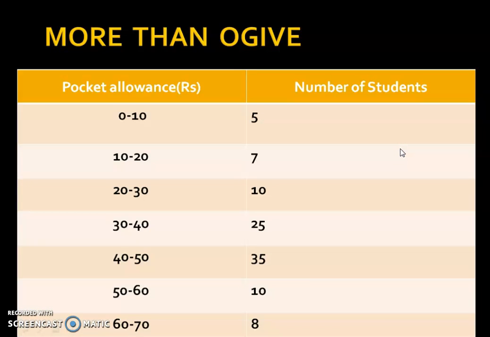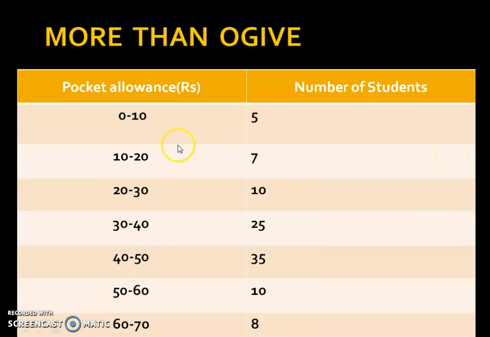Next we have more than ogive. The similar question we have taken, to construct a more than ogive. The pocket allowance 0 to 10, 10 to 20, up to 60 to 70, and the number of students. Now the difference between less than ogive and more than ogive is in the calculation of cumulative frequency. In less than ogive we added all the frequencies up to that particular point to get the CF of that particular class, but here in more than ogive it is a bit different. Now let's have a look how we can do it.